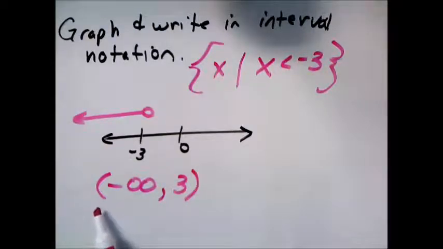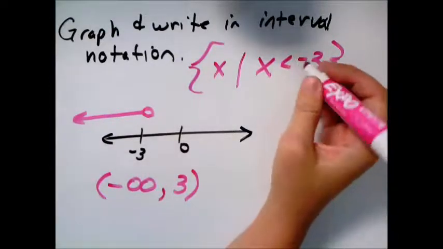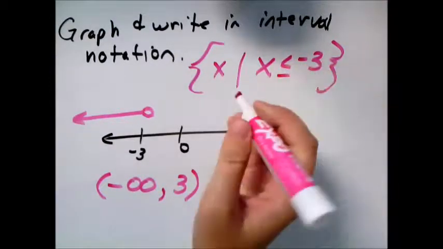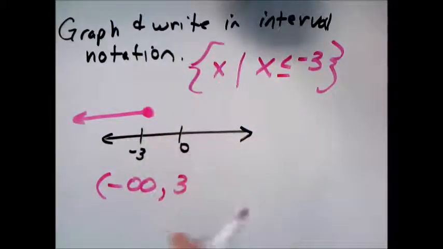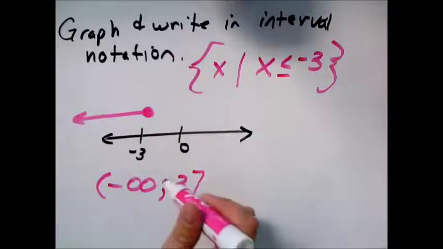In fact, on infinity, you always use a parenthesis. Kind of the idea that if you can't really get to that number because it keeps going forever, it doesn't make sense to say it's included with a bracket. So it's always parentheses on those. Let's just say again the difference between brackets and parentheses. If this said less than or equal to, it'd be the exact same answer except this is filled in, and then this would be a bracket. And we have the smallest number up to -3.